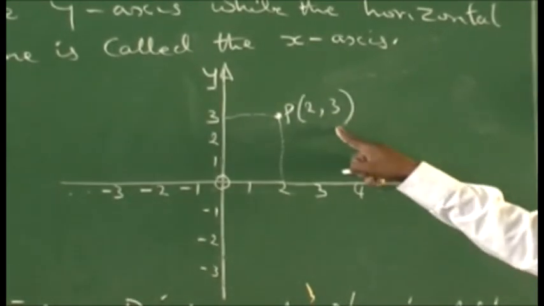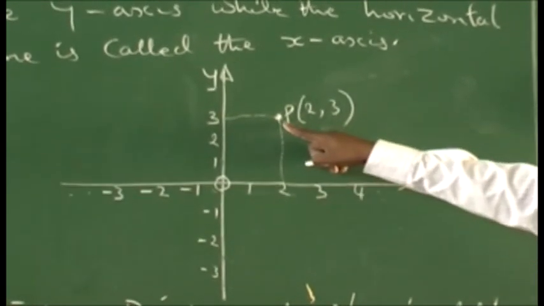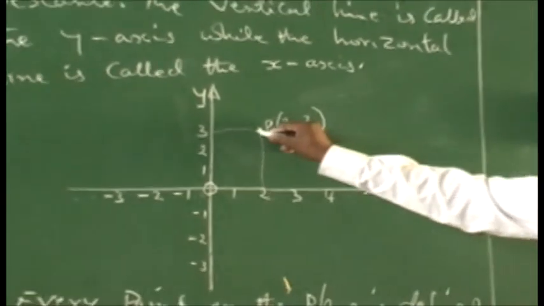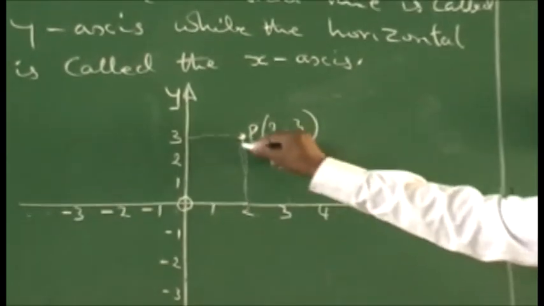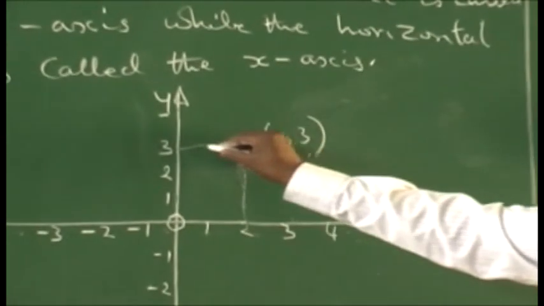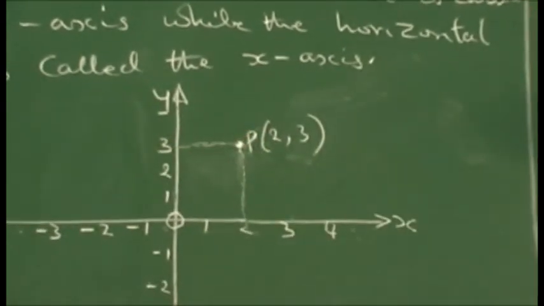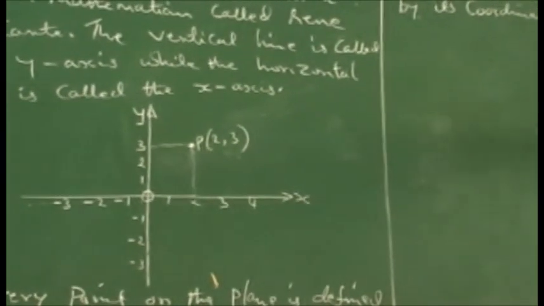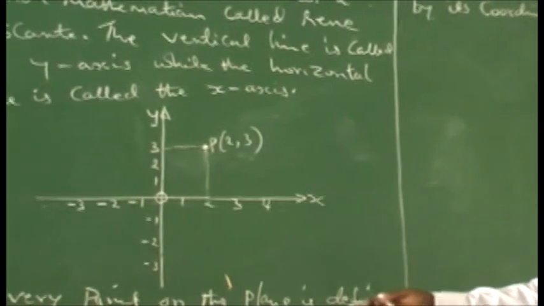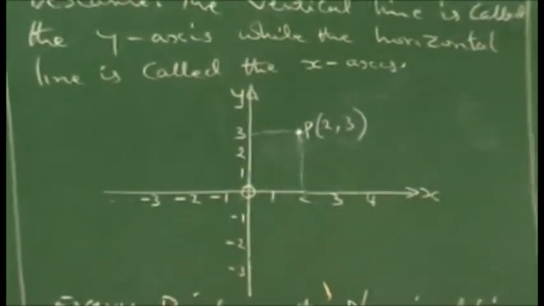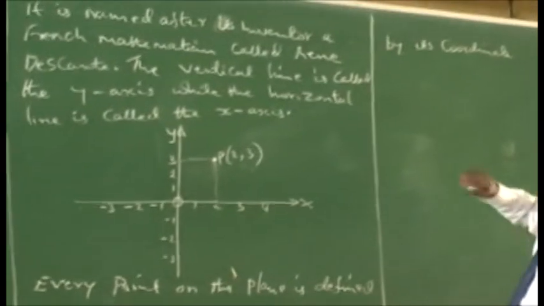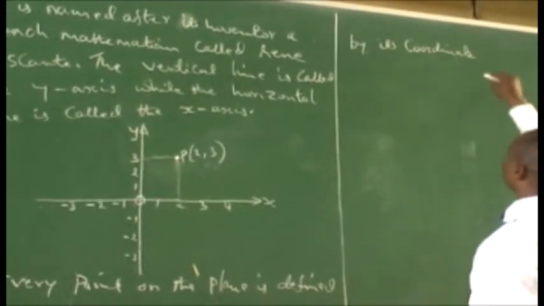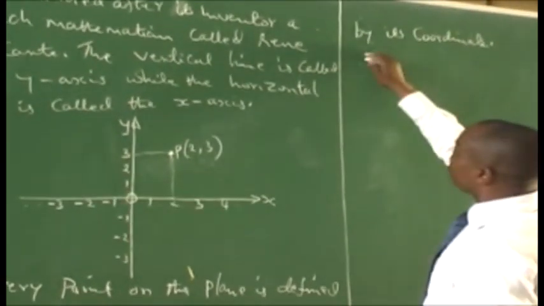You see? That's the coordinate. So that is what defines point P. Tracing it to the x-axis and then also tracing it to the y-axis. So that is how the point is known based on its coordinates. So we have said that every point on the plane is defined by its coordinates. It's very important.